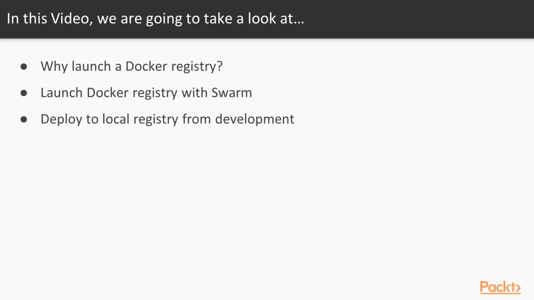In this video, we will launch the Docker registry in our production environment. First, we will talk about the advantage of having a local Docker registry. Next, we will run the Docker registry in our Docker Swarm environment. And finally, we will do our deployment using the local registry.